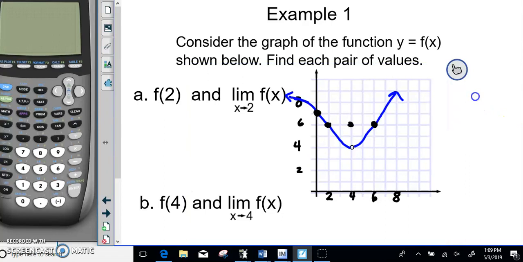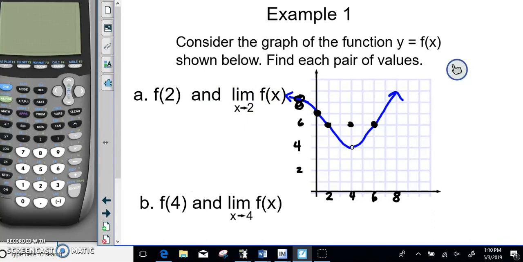Right. So I'm going to write this down. This is a graph here, and this is the number 8. We're going to think back to the worksheet that we did earlier, and use that to help us figure out what's going on here. So it says, example 1, consider the graph of the function y equals f of x shown below, and find each pair of values. So for A, we're going to find f of 2, and then we're going to find the limit of f of x as x approaches 2. Not going to be bad.